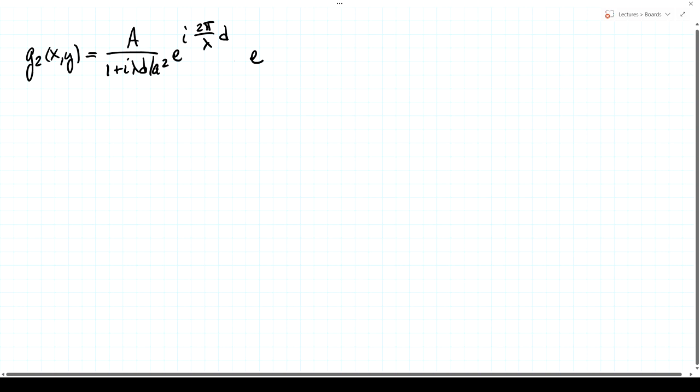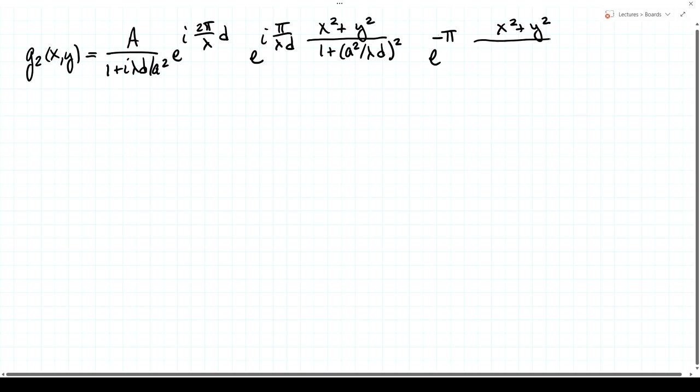So we had a minus i over lambda d, and so our e to the minus pi times that will give us a plus i pi over lambda d, x squared plus y squared over 1 plus a squared over lambda d, quantity squared. And then the real part gives us the amplitude: e to the minus pi x squared plus y squared over a squared times 1 plus lambda d over a squared, quantity squared.